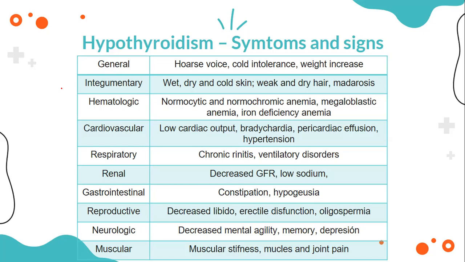So it is actually, you're right, related to the skin, the nails, and the hair. When we're referring to hypothyroidism, this patient might have dry and cold skin. And when related to hair, this person would have weak and dry hair.